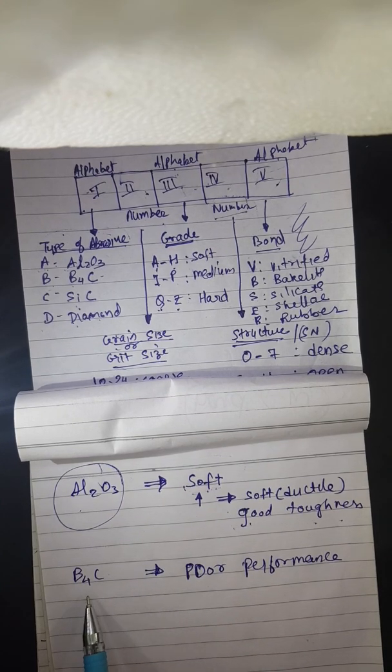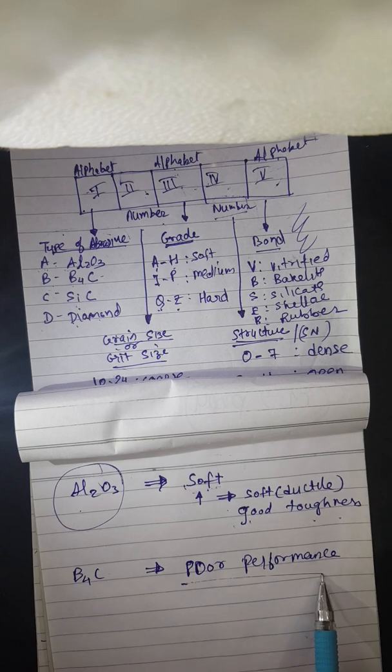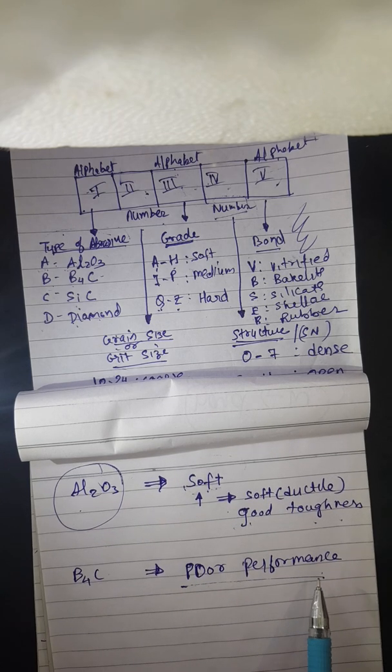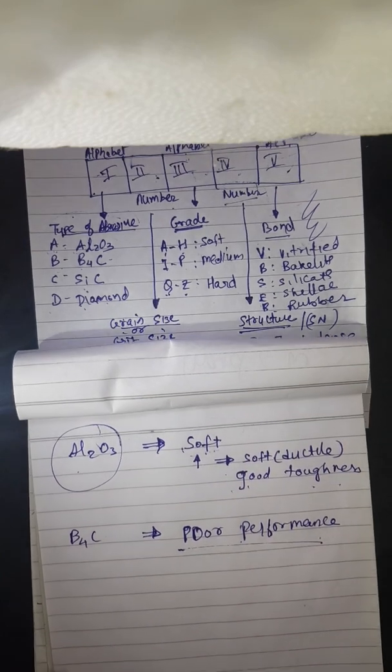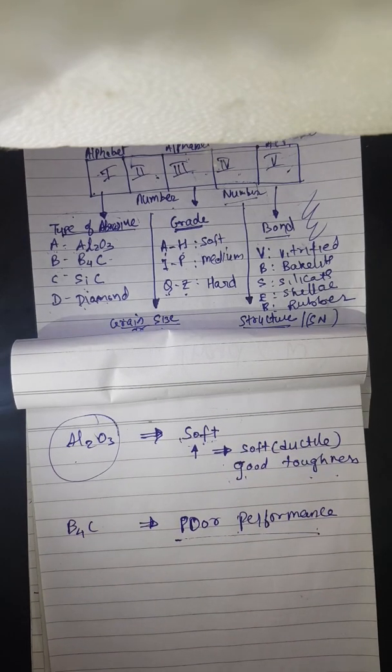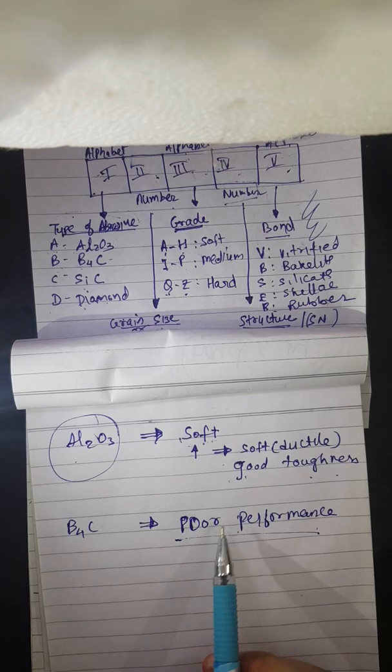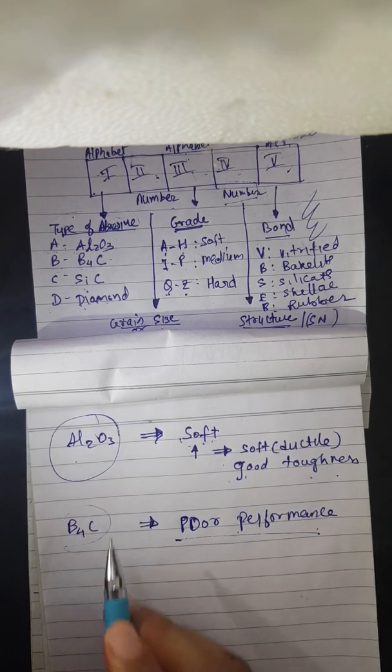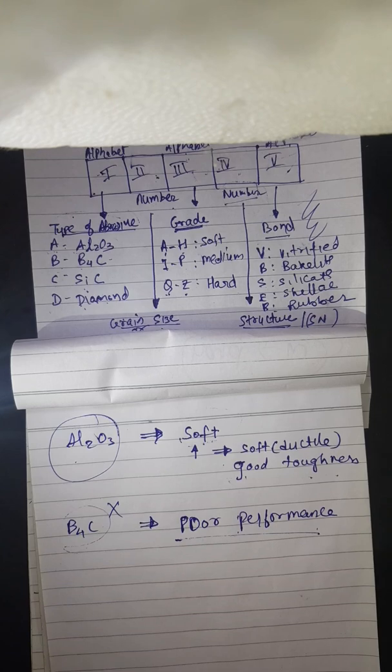So, and again, when I'm saying it is giving poor performance, there is no theoretical proof for that. It is based on the experiments, it has been found out that it is not giving appropriate performance during the process. So in that regard, we generally do not use B4C. So this is not generally used as an abrasive particle.